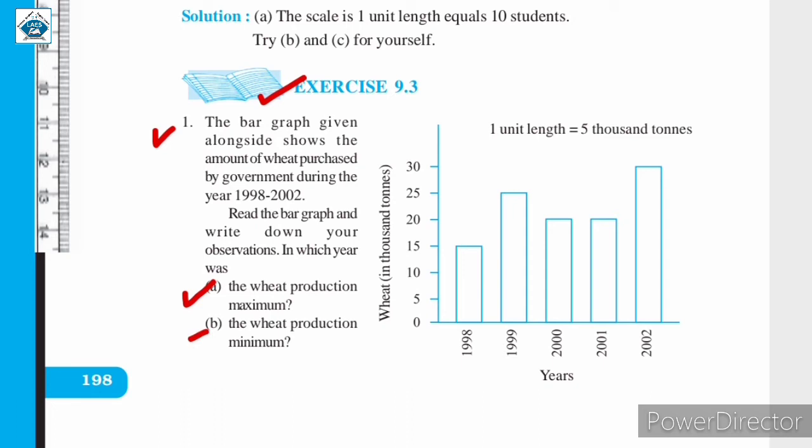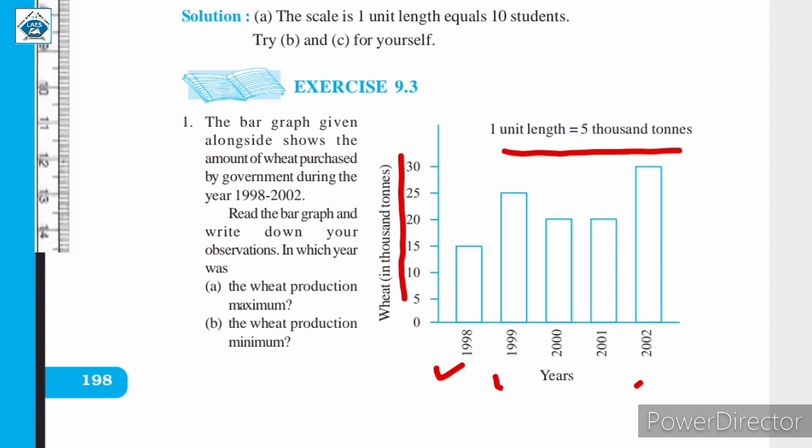So, in question number 1, we are given a bar graph that shows the amount of wheat purchased by the government during this year. So, to begin with, we have 1998, then 1999 and so on till 2002, and we are given the wheat production in 1000 tons where 1 unit length is equal to 5000 tons. That is, if it is 2 unit length, then it will be equal to 2 into 5, which is equal to 10,000 tons. In this way, we will read this bar graph. So firstly, we are asked that in which year?